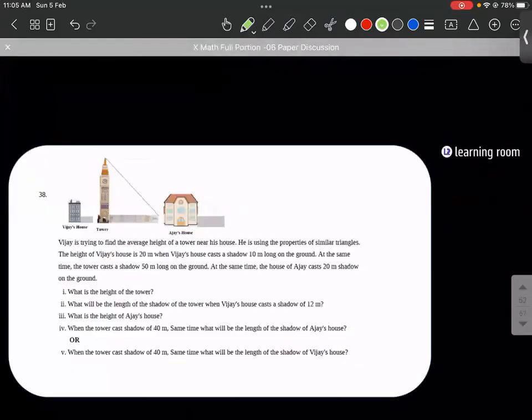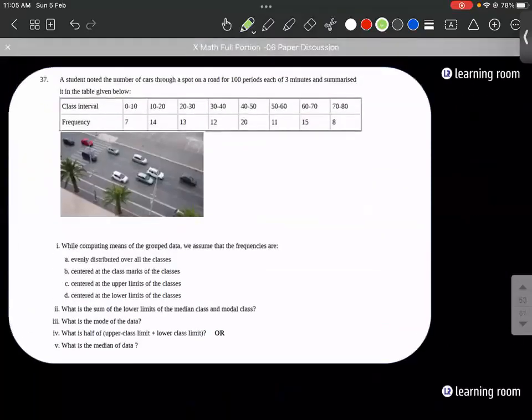So 37 and 38. Let me know fast. So what is the answer for the first one? While computing the mean of grouped data, we assume the frequencies are centered at the class mark.